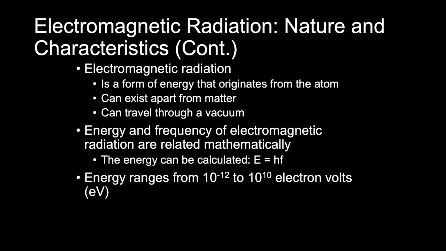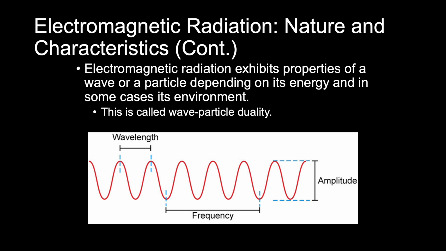The energy of the electromagnetic spectrum ranges, again, from 10 to the negative 12 to 10 to the 10th electron volts, or eV. Electromagnetic radiation exhibits properties of a wave or a particle depending on its energy and in some cases its environment. The phenomenon is called wave-particle duality. This is essentially the idea that there are two equally correct ways to describe electromagnetic radiation.